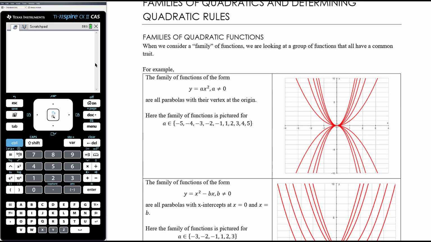So what you're seeing here is the functions within this family where a is equal to 1, 2, 3, 4, 5, that's all the positive ones. This would be y equals 1x squared, so just x squared, y equals 2x squared, y equals 3x squared, y equals 4x squared, and y equals 5x squared.